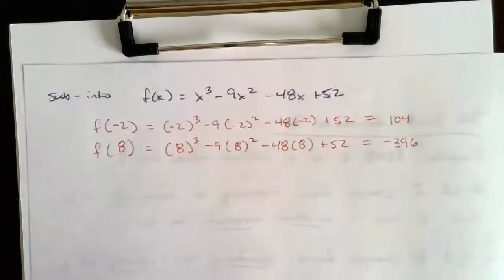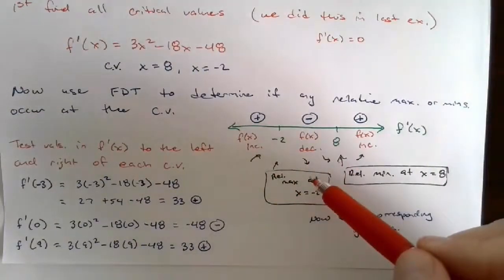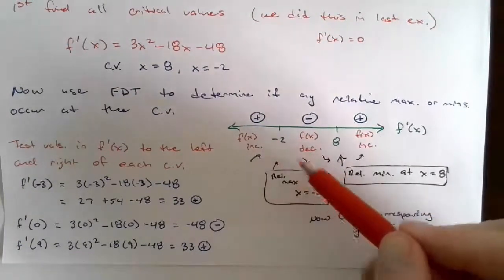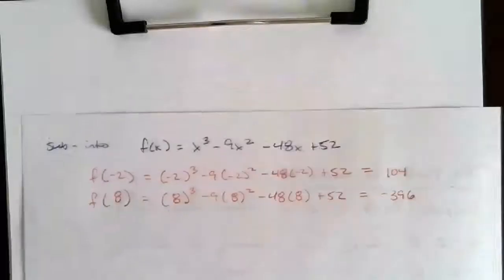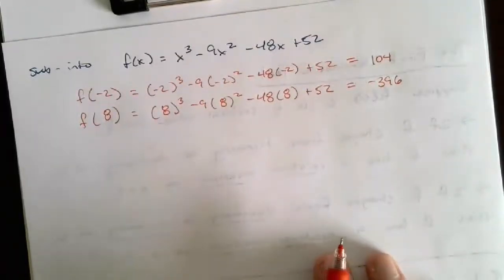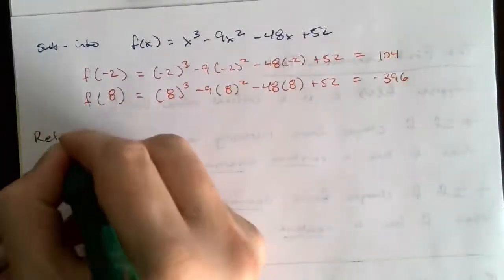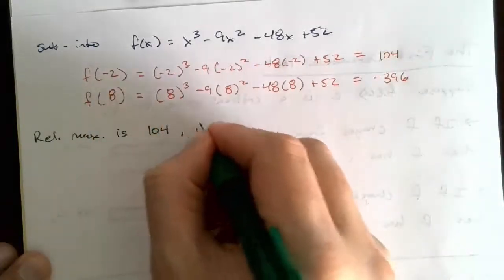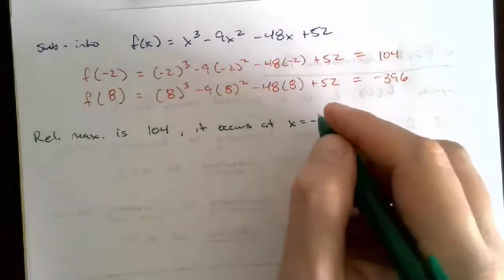Let's go back a page for a second. We know that we have a relative maximum at x equals -2, because f of x was increasing, then decreasing, from the left side to the right side. So it's going up, then coming down. If you go up and then come down, there has to be a maximum, a high point. When I say the relative max is at x equals -2, the actual relative maximum is 104. It's the y value I'm talking about. So we say the relative maximum is 104. It occurs at x equals -2.